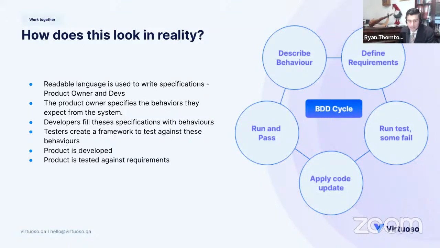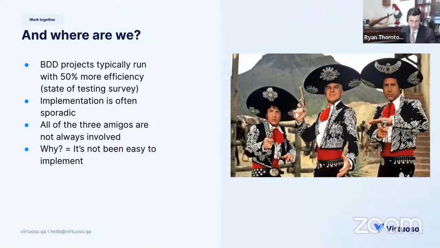How does this work in reality? Which brings us to slide 10. So in theory, this is fantastic. It runs across that entire cycle and we get requirements being king throughout. Testing framework set up earlier. Wonderful. BDD projects typically run 50% more efficient, according to the State of Testing survey. But implementation at the minute is often sporadic. All the 3 amigos are not always involved. And the answer to that is it's not that easy to implement.